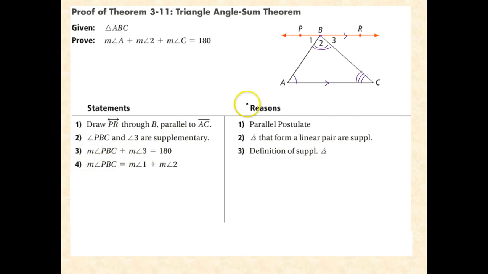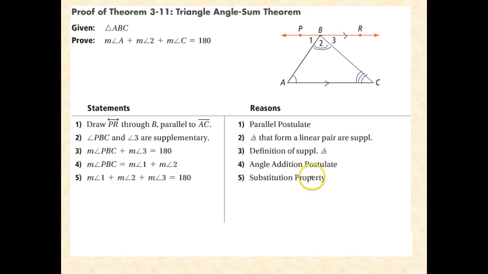The measure of angle PBC is equal to the measure of angle 1 plus the measure of angle 2. That's just the angle addition postulate. So now we get that the measure of angle 1 plus the measure of angle 2 plus the measure of angle 3 equals 180 by substitution property. Measure of angle PBC is the same as measure of angle 1 plus measure of angle 2, so substituting here gives you statement 5.